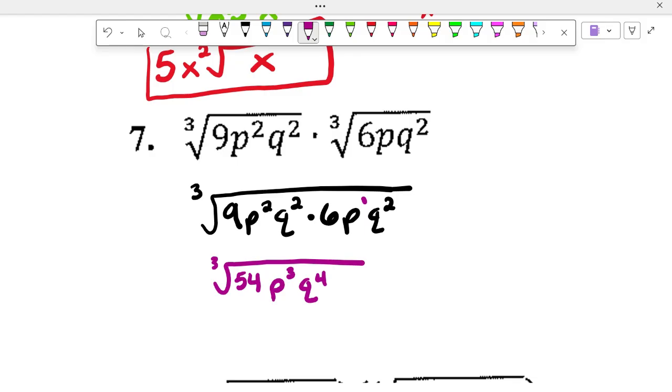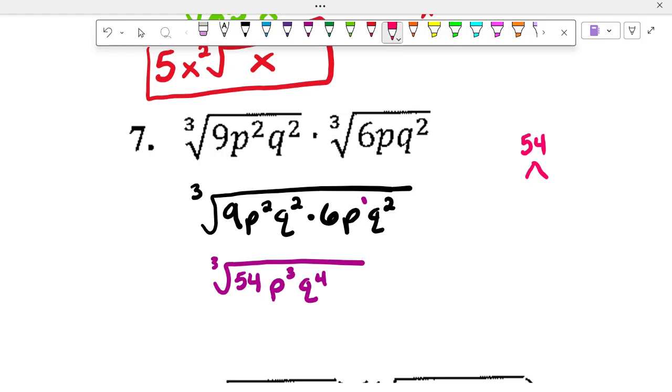Now, don't assume that that's your final answer. I always want your radicals in simplest form. So we need to simplify each aspect individually. So 54. Do you want to do the prime factor method or the perfect cube method? All right, I'll do prime.